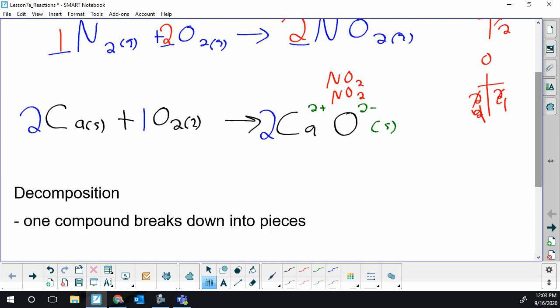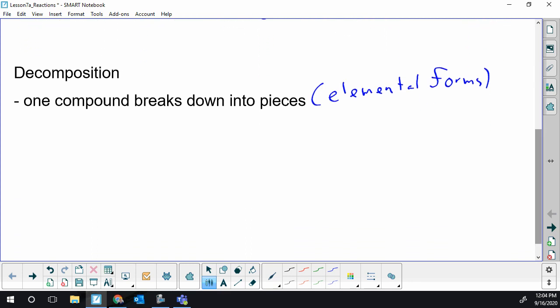Now we're going to go the opposite. We're going to start with a compound and go back to its elements. One compound breaks into its pieces, its elements. If you had 3 different types of elements in the compound, you'd have to break it into 3 pieces. Okay? Most of the time, you're going to have 2 elements in the compound, so you'll break it up into 2 elements. Okay? You could have 4 different elements.